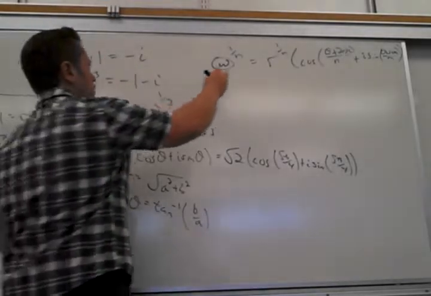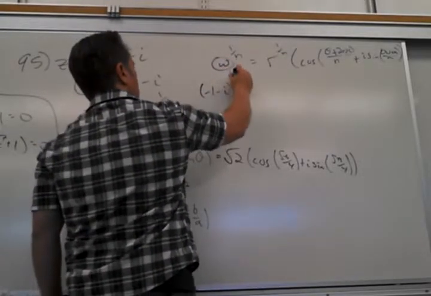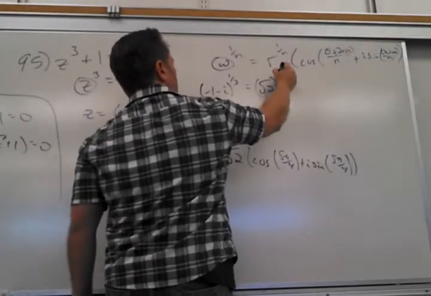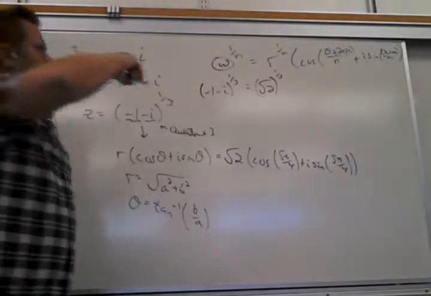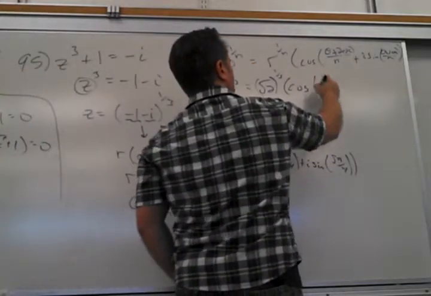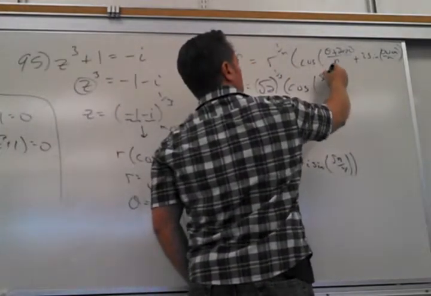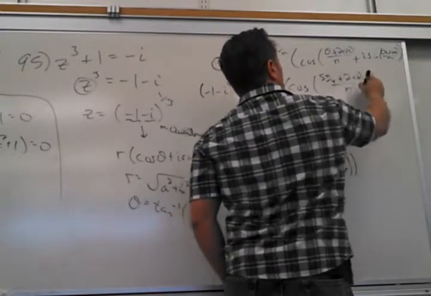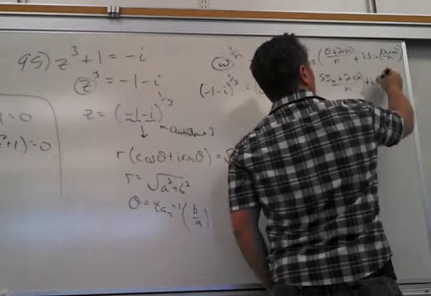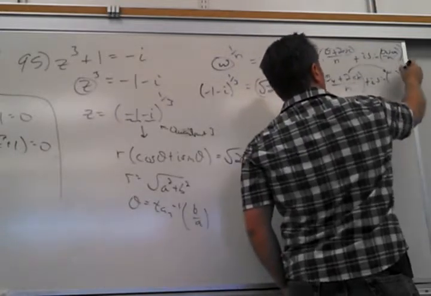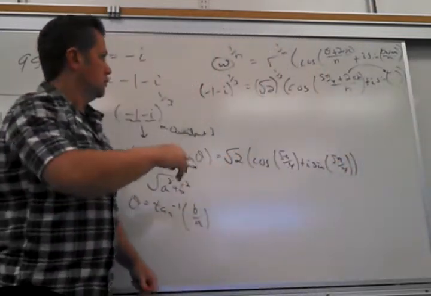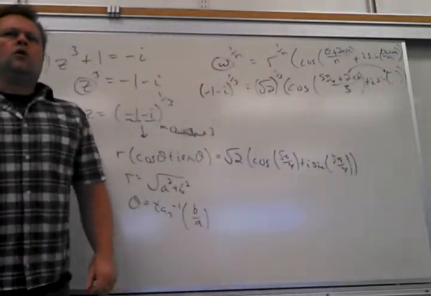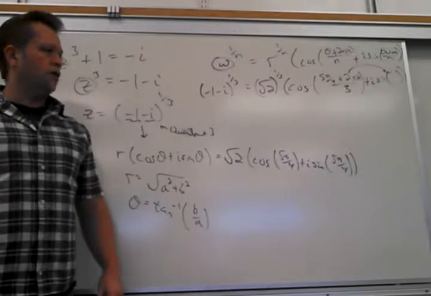So what is that to the 1/3 power then? It'd be root 2 to the 1/3. Or you could do 5 pi over 12, same thing. Okay, so that's 3 and not n? 3, yeah, I think. And now you just got to figure out what all the answers are.